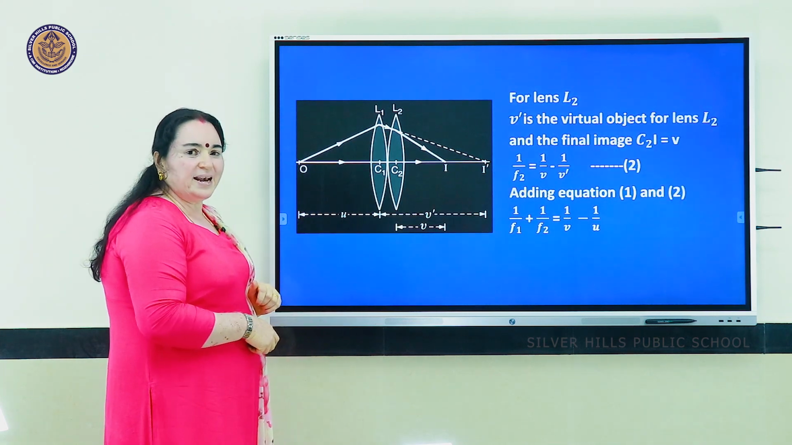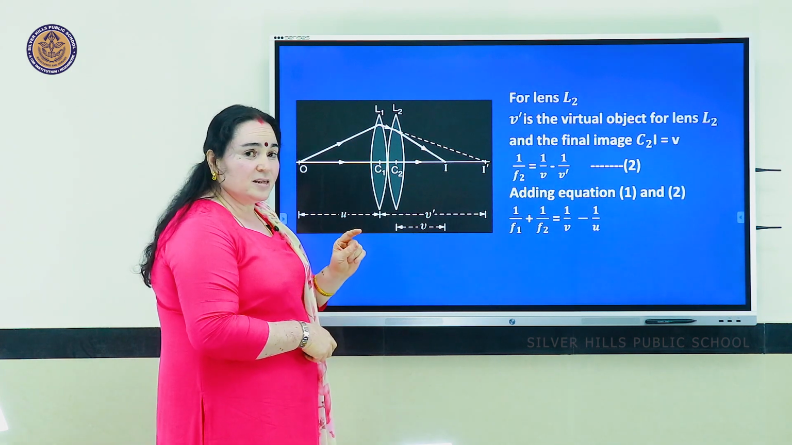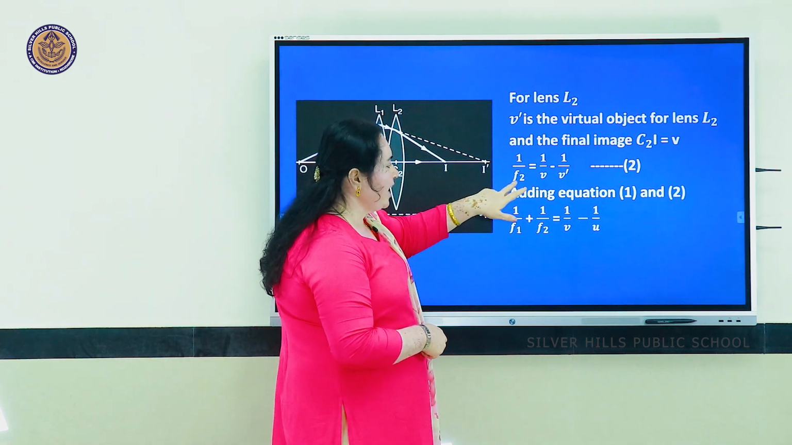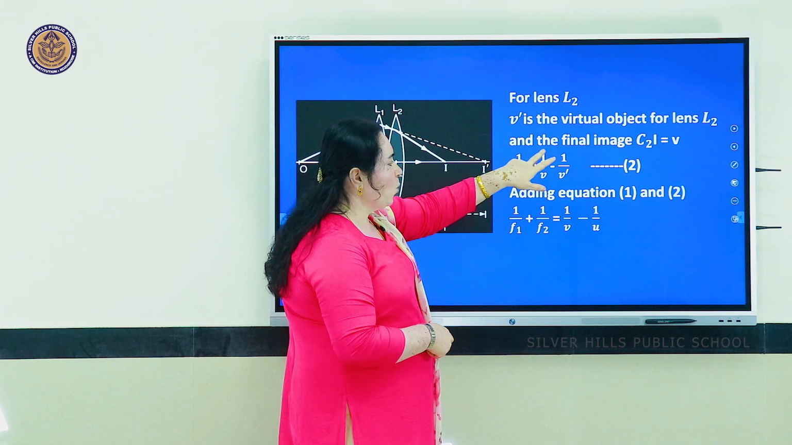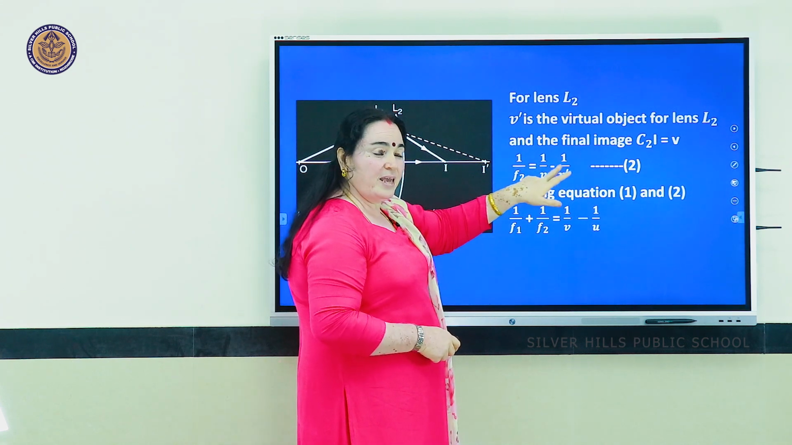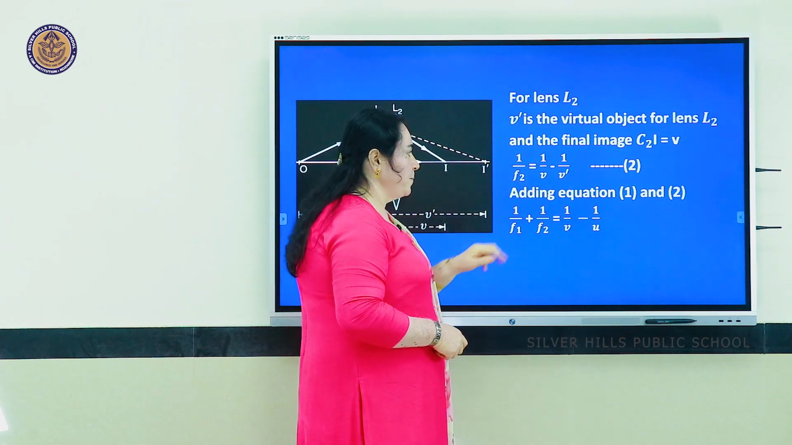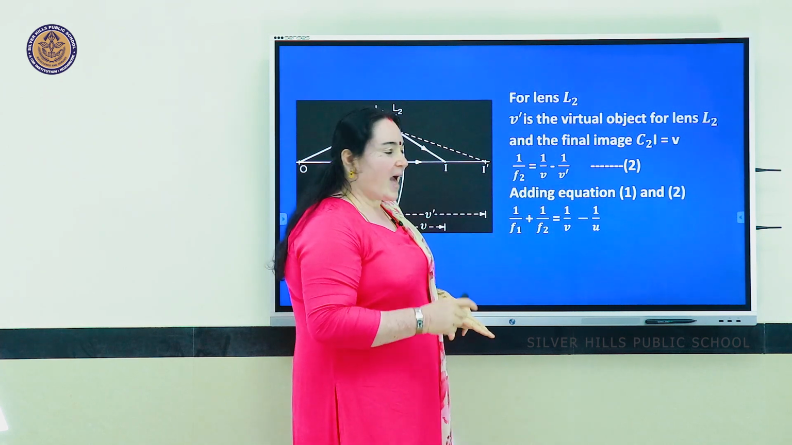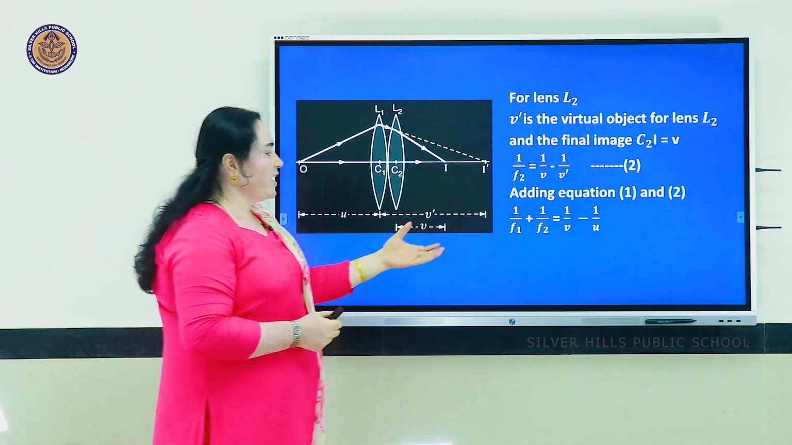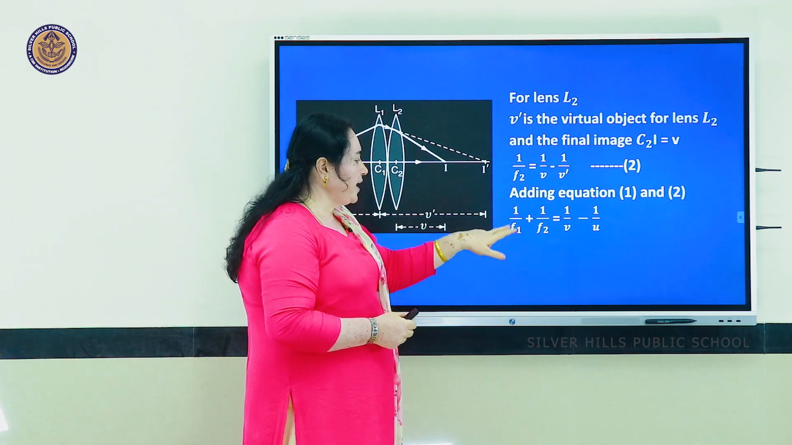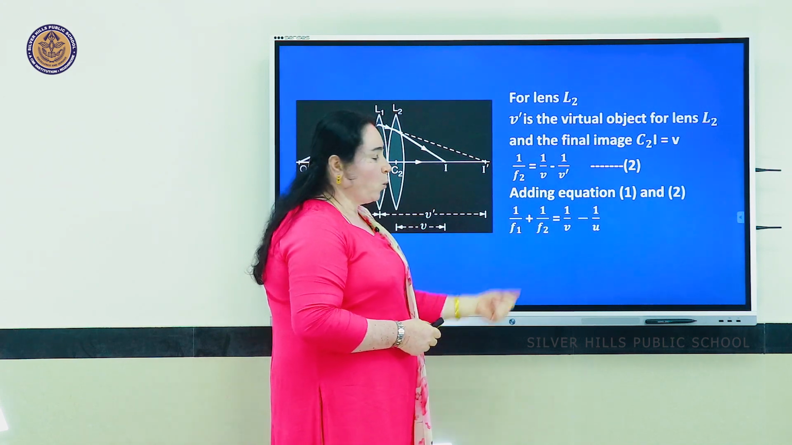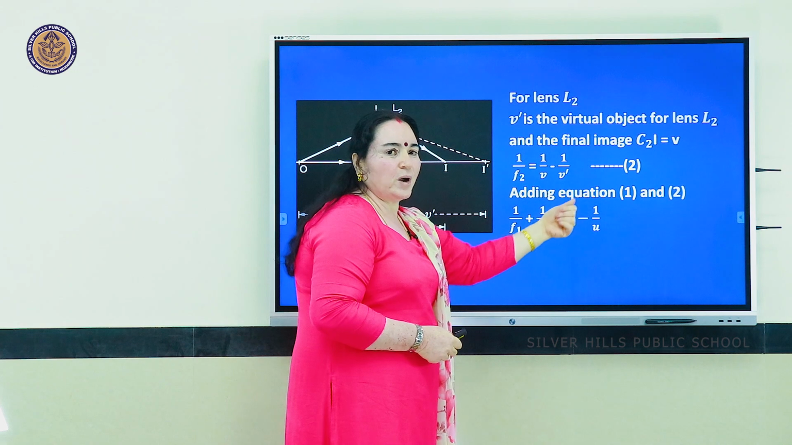Second one, for the second lens. For the second lens, the object is the virtual one. So what are we going to have? 1 by f2 is equal to 1 by the final image v minus 1 by the virtual object, so I get it as v dash. Adding both the equations up, equation number 1 and equation number 2, what are we getting? 1 by f1 plus 1 by f2 is equal to 1 by v minus 1 by u.